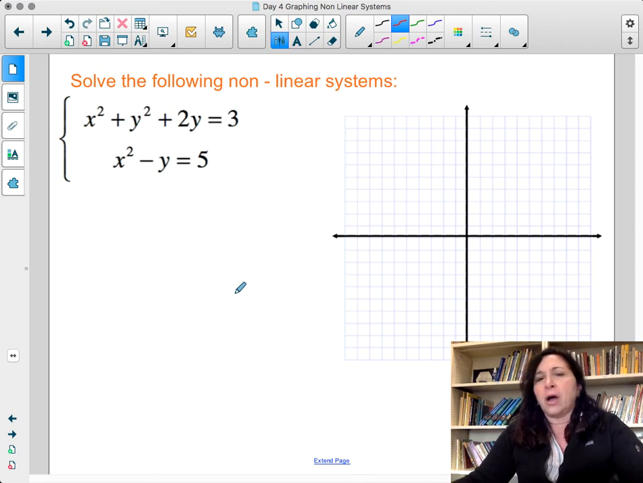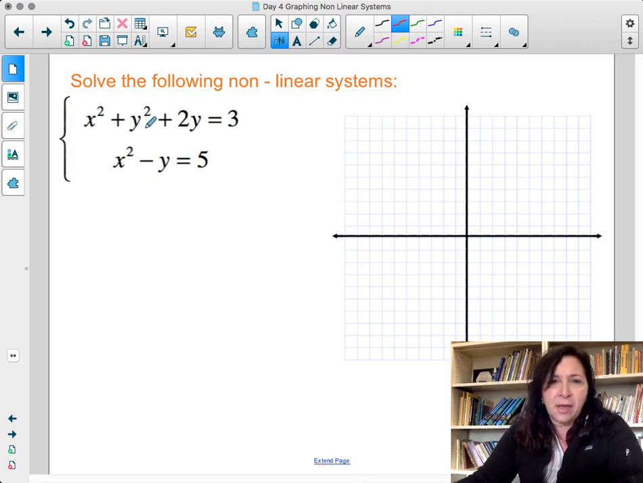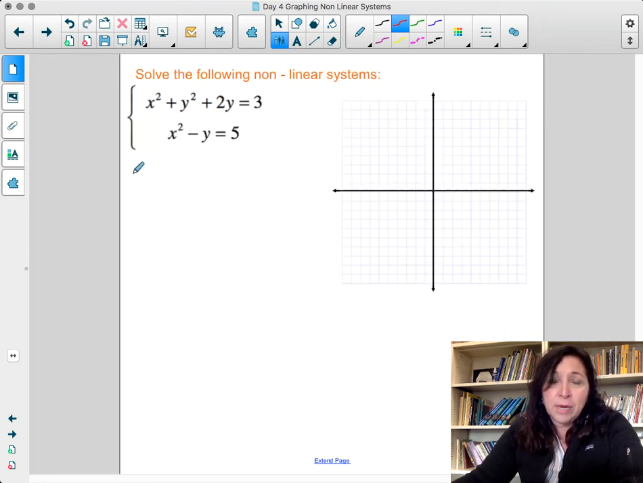Solve the following nonlinear system. So this one is a circle and a parabola. Oh, very cool. Let's see. So the first one, we do need to complete the square to solve that.